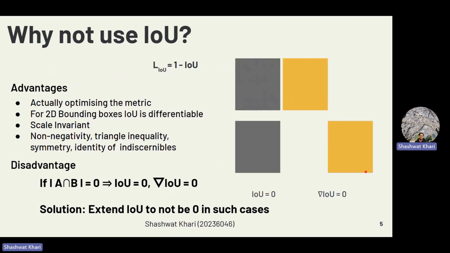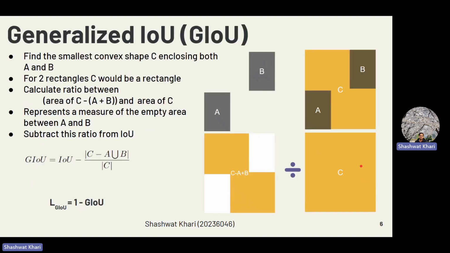The solution that the authors of the paper came up with is to extend IOU to not be 0 in such cases, right? Thus, they propose generalized intersection over union, right? How do you calculate the generalized intersection over union? You find the smallest convex shape C enclosing both A and B. For rectangles, this would just be a rectangle, right? And then you calculate the ratio of area between C minus A union B, which is like this, and you divide it by the area of C, right? This represents a measure of the empty area between A and B. You subtract this ratio from IOU and you have a generalized intersection over union, and then you can define the loss on it as just 1 minus GIOU.